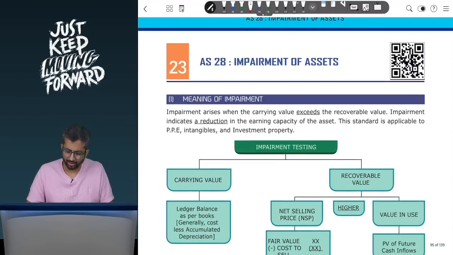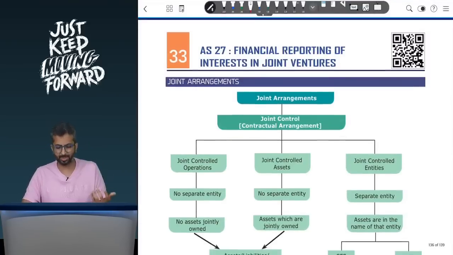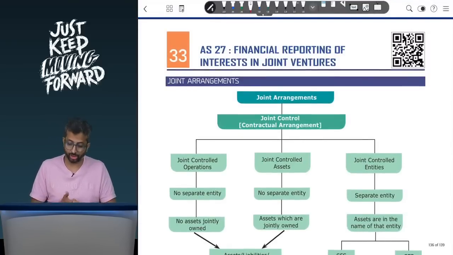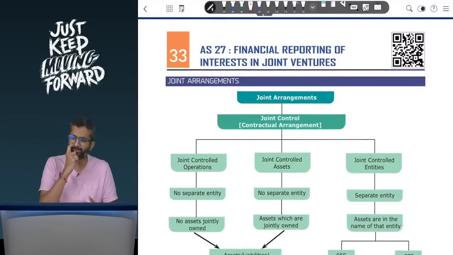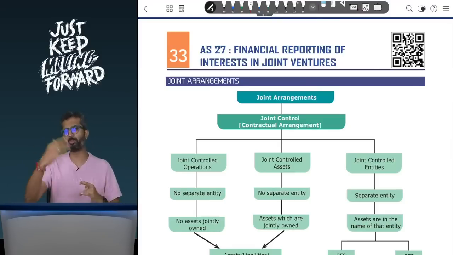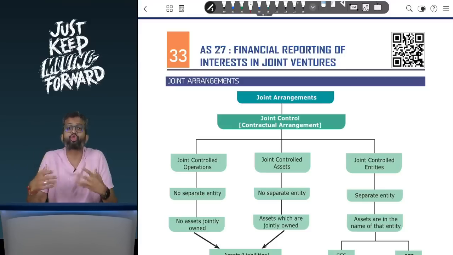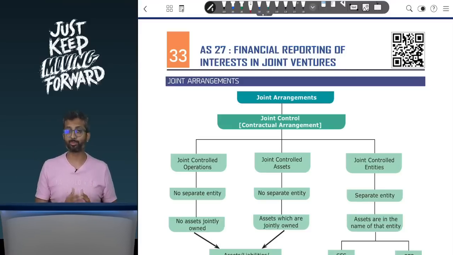Next you have AS27, which is again more of a consolidation related chapter. This is on joint ventures, joint operations, and jointly controlled assets. We'll just do a very quick run through over here, but detailed problems and a video are separately shared on YouTube, if you want. Joint arrangements happen when there is joint control, that is, shared control. How do you say that there is a joint arrangement? When two parties have to jointly direct. One person cannot unilaterally direct, so they jointly direct.